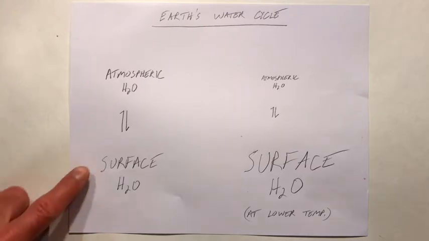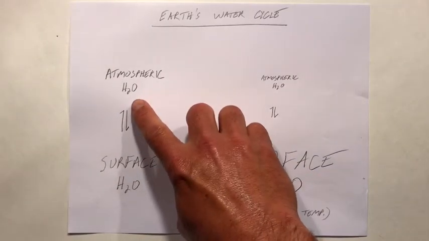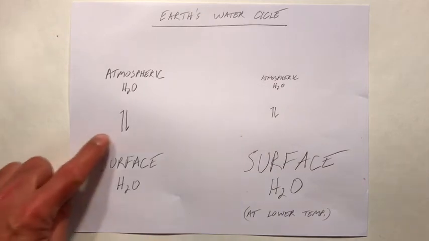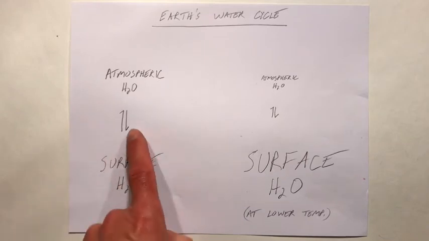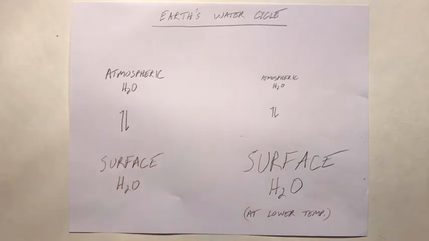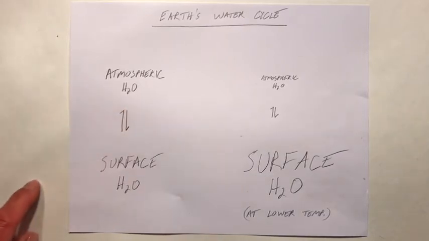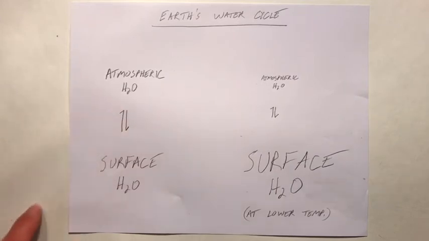In this equilibrium, surface water evaporates and goes into the atmosphere, and atmospheric water condenses and goes back down to the surface. At equilibrium, these two processes are in balance. The rate of evaporation equals the rate of condensation. When that happens, the amount of surface water remains constant and the amount of atmospheric water remains constant. That's not to say that these two processes stop. In fact, not at all. They continue. It's a dynamic equilibrium.